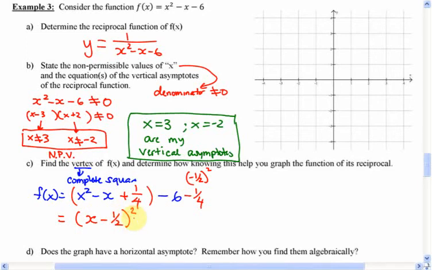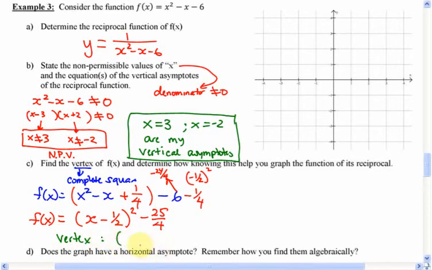6 1/4. 6 times 4 is 24. How about -25/4? And if you have it now in vertex form, what? Right, so -6 is the same thing as -24/4. Agreed? -24 minus 1 is -25. Okay? So now, what's the vertex going to be then?